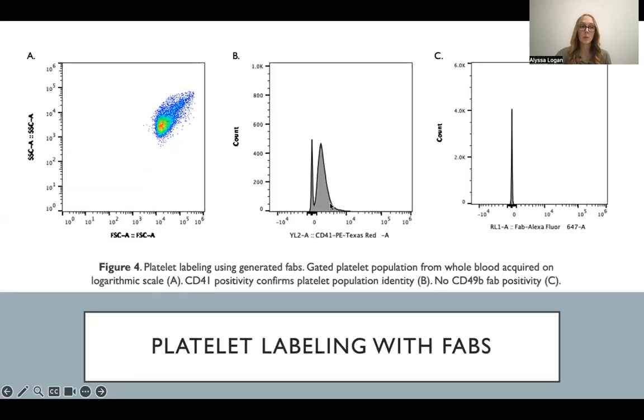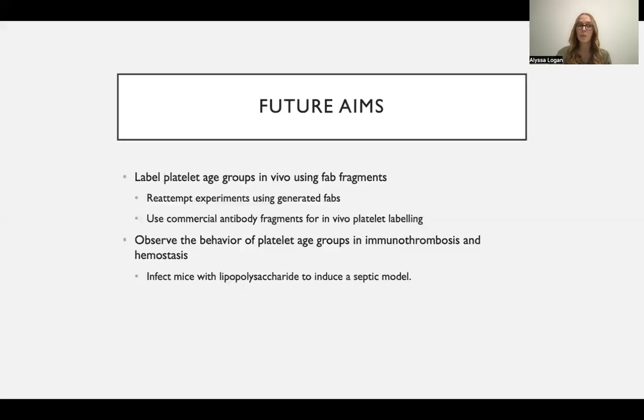I then tried to label the platelet population using my Fab fragments. In panel A, the platelet population was acquired using a logarithmic scale, so that's why it looks different than the linear scale on the previous slide. But I confirmed the platelet identity using CD41, which is another platelet marker. We have a distinct positive and negative peak, confirming that this population is platelets. But when I tried to identify it using my Fab fragments, I had no binding, indicating an issue with my Fab generation or the conjugation.